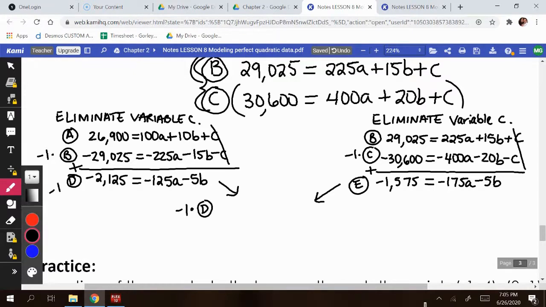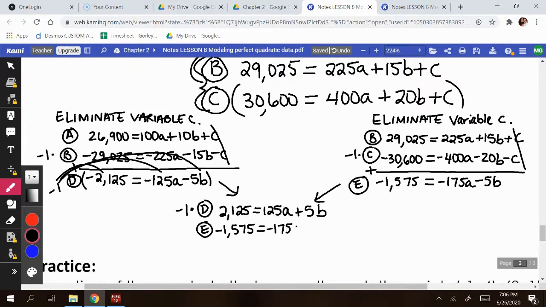So I'm going to imagine taking -1 and distributing it through to every single one of these terms. So I would have positive 2,125, I would have positive 125a, and I would have positive 5b. And then E, I'm just going to leave that entire equation the same. Negative 1,575, negative 175a, and minus 5b. Okay, again, I made the choice to eliminate the variable b. I'm going to add those together. Let's see what we get.